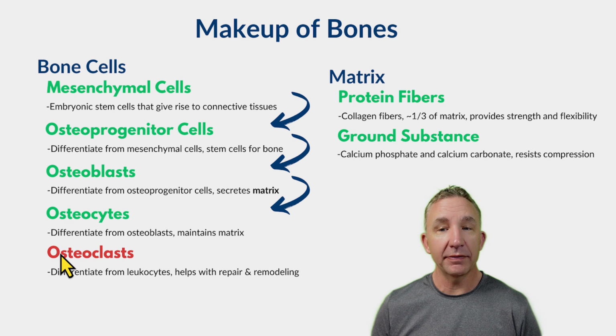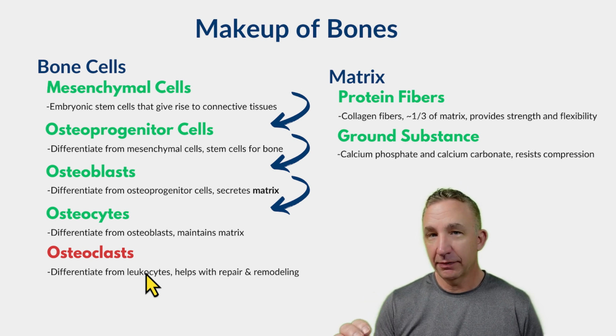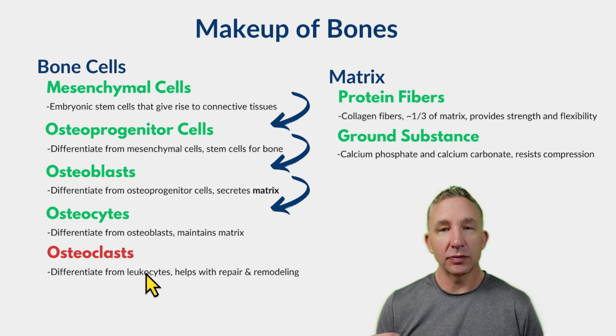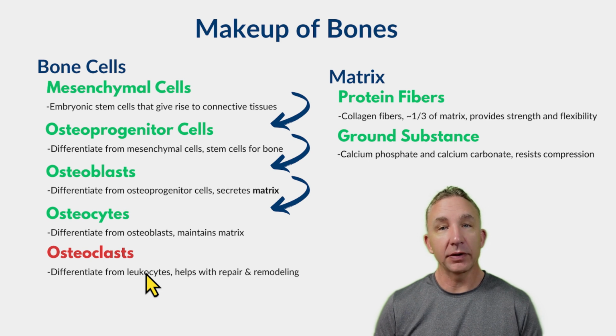Now I put this in red for osteoclasts. Osteoclasts come from what we call macrophages. Remember, leukocytes are white blood cells. These are macrophages. Macrophages engulf and eat things. And so osteoclasts with the C, what they do is they break down bone, which is helpful when I break a bone and help to repair and remodel it.